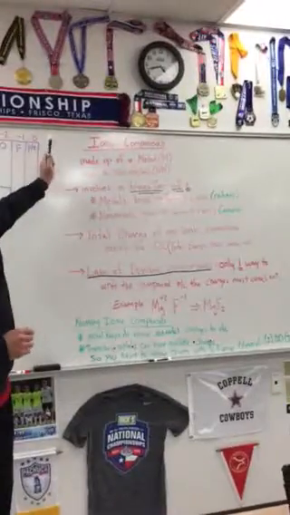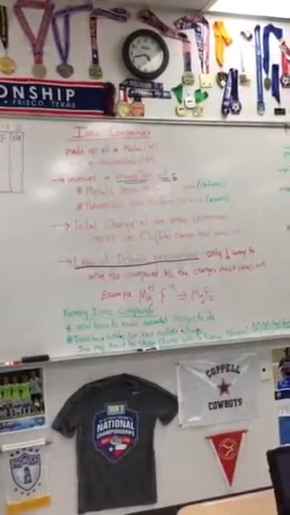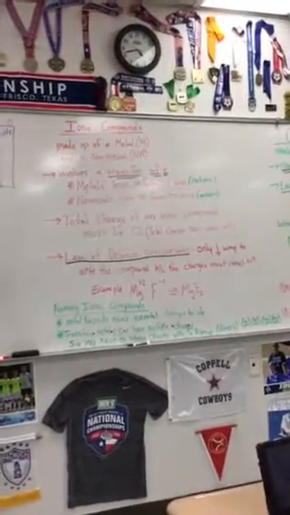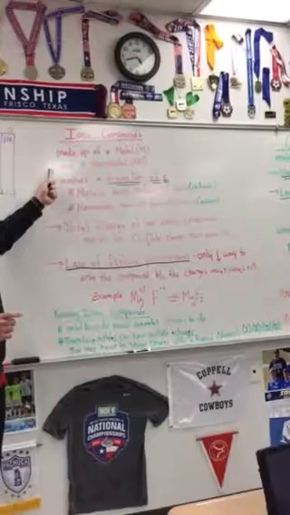I'm here to talk to you guys about ionic bonding versus covalent bonding. All right, and we're going to start off with ionic bonding. And ionic bonding is made up of a metal and a non-metal.